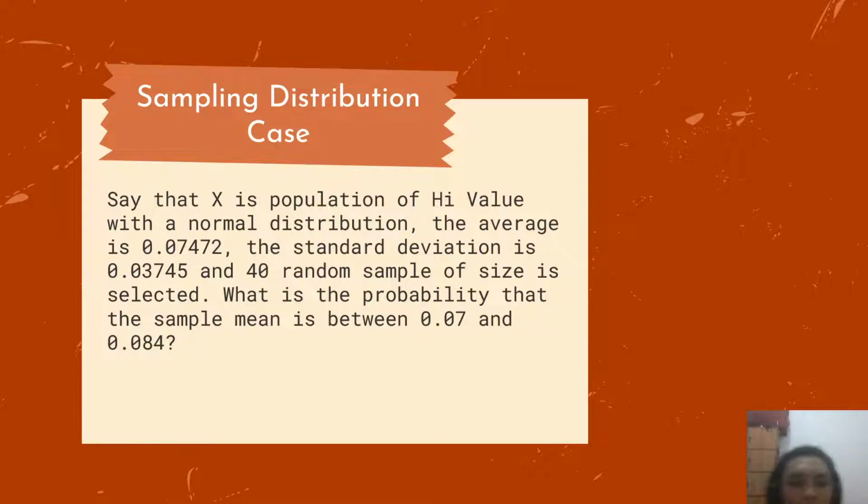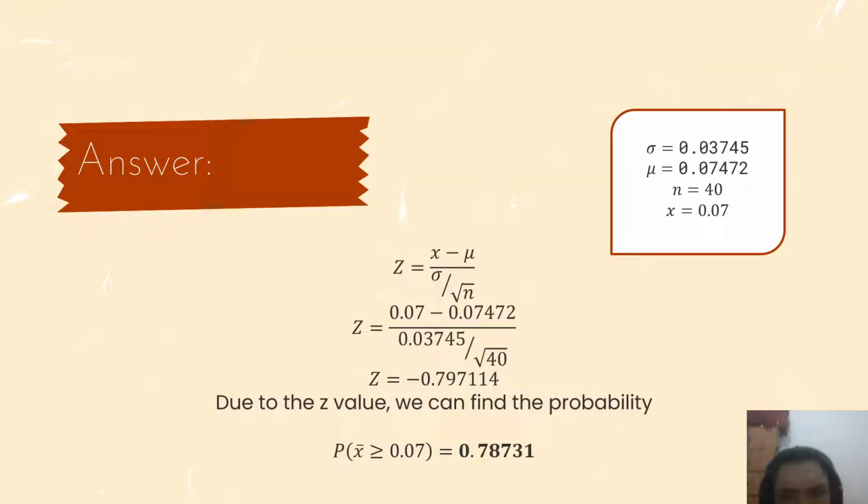And then we're going to jump into the case. Say that X is a population of high value, which is the variable that we talked about earlier, with a normal distribution, for which I provided the graph earlier as well. The average is 0.07472. The standard deviation is 0.03745, and I took 40 random samples from the population. So what is the probability that the sample mean is between 0.07 and 0.084? We have the answer here.